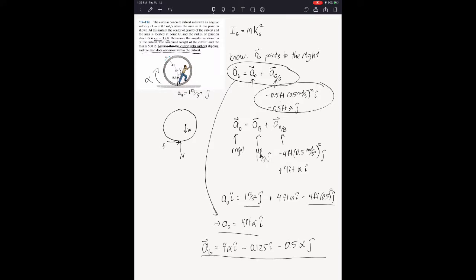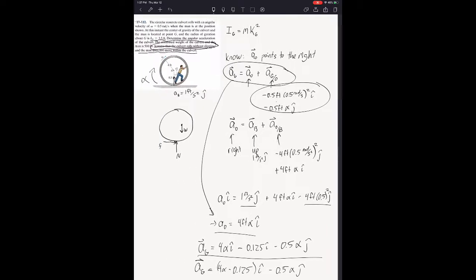This is important. Let's group the like terms. 4 alpha minus 0.125, that's the x component. And then for the y component, we have 0.5 alpha j hat. This is A_G. We will need to keep that in mind. Without this, we cannot solve the problem. We'd have to do something like this regardless of how we approach this, and there are other ways to approach the problem, but we need to know something about the motion, and this is all about rolling without slipping. So far, I have only considered the fact that this is rolling without slipping.